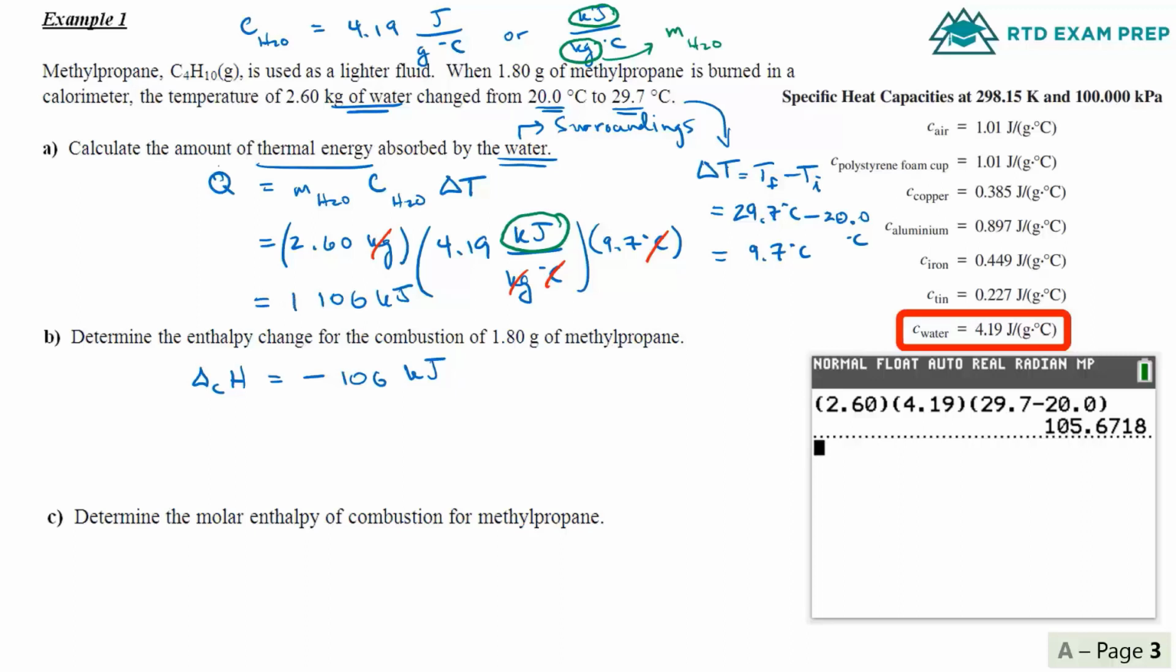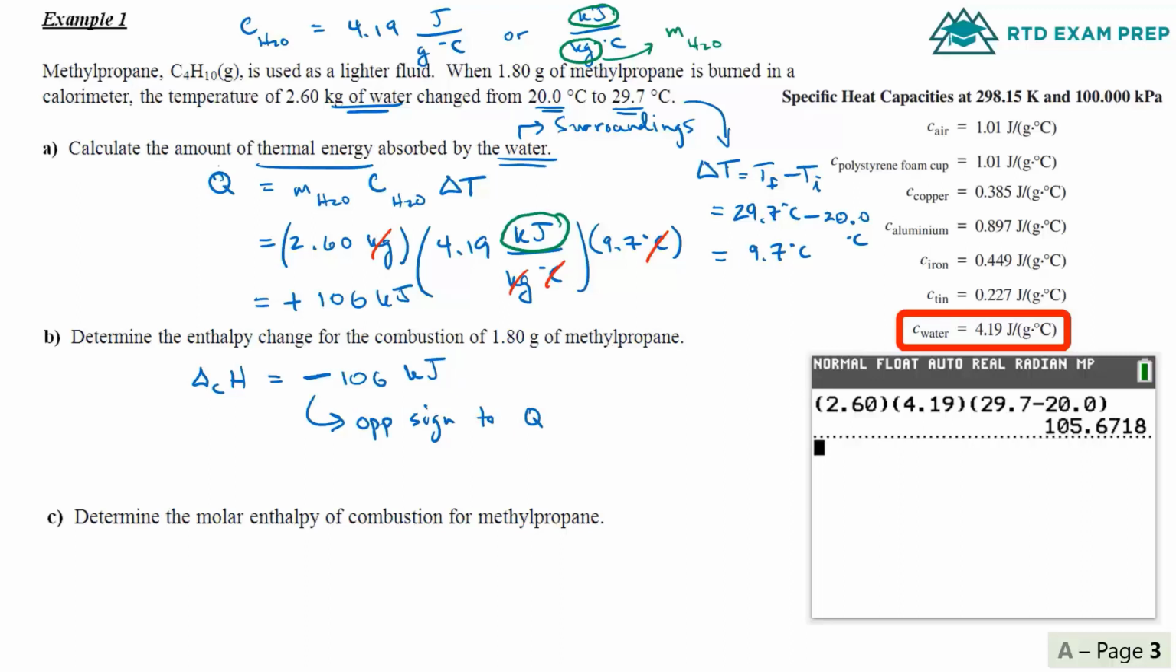In this case, Q is positive, so our delta H is going to have the same number, but it's going to be negative. So don't forget that here this is opposite in sign to Q, but also equal in magnitude.